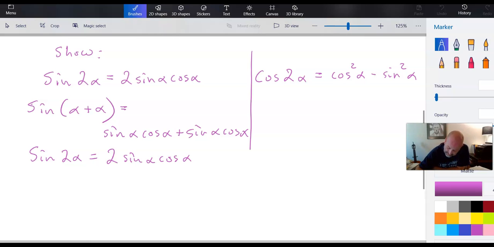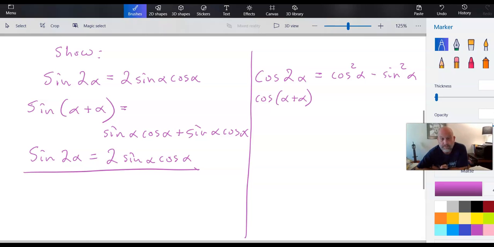Now, over here on this side, now that we've verified this one, it's pretty much the same thing as far as looking at this as cosine of alpha plus alpha, right? As soon as you do that, all you have to do is plug things in. And so we end up with, from the formula, cosine alpha times cosine alpha minus sine alpha times sine alpha.